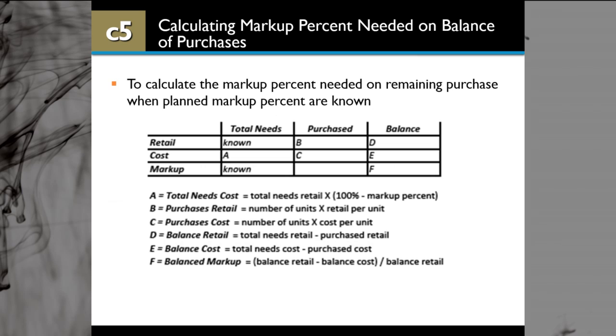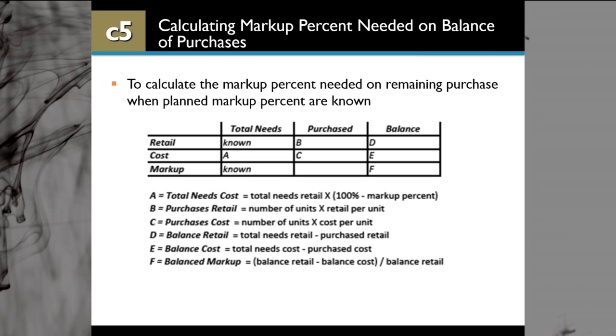And B, how to calculate your purchases at retail. That's going to be number of units multiplied by the retail per unit. And you will see this in the next example. I'll give you the number of units purchased, and also the unit prices. And C, purchases at cost is going to be number of units multiplied by the cost per unit.